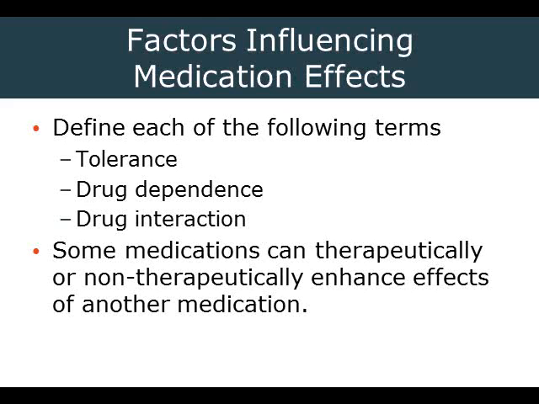And then sometimes we get enhancement of certain medications. So we may give a drug like Phenergan. Phenergan can be given to help potentiate, or make the effects of morphine or codeine or Demerol work better and have a better effect. So that would be a therapeutic potentiation or enhancement.